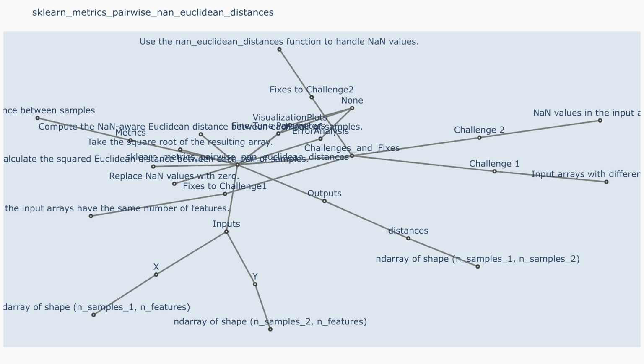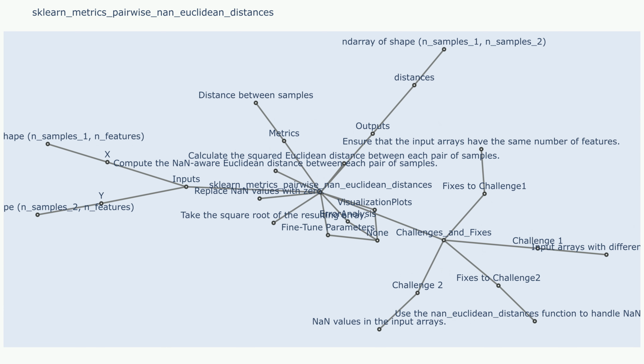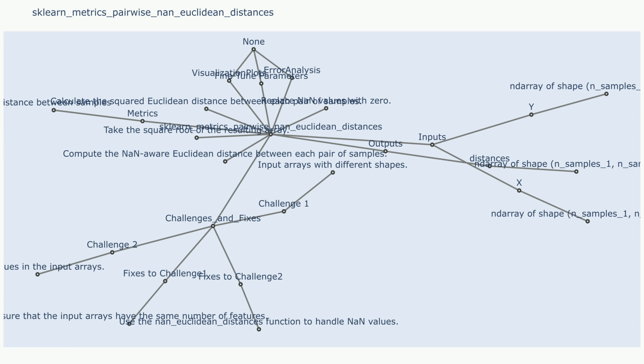sklearn.metrics.pairwise.nan_euclidean_distances. Description. This function computes the pairwise Euclidean distances between two arrays of vectors. Ignoring NaN values, it calculates the distance between each pair of vectors in the input arrays. Considering only the non-NaN elements for the calculation, the resulting output is a distance matrix where each element represents the Euclidean distance between the corresponding vectors in the input arrays.